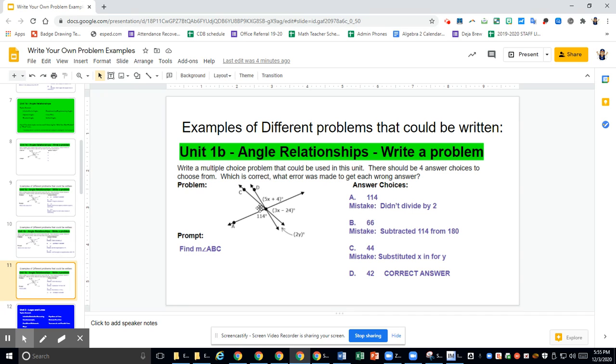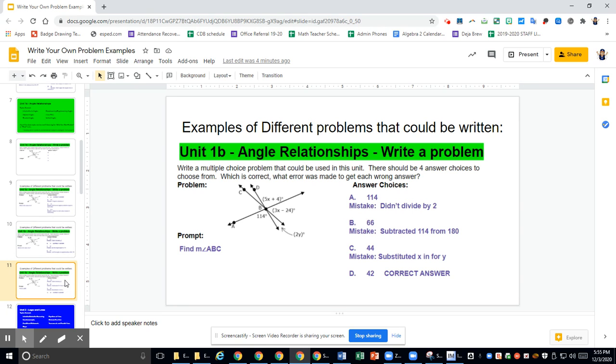Find the measure of angle ABC, right? So in this one, the person who has to solve this one, poor thing, they have to find x, plug it back in, use that to find, really just find this angle, and then it would be vertical to this one, right? So lots of different things we could ask with this picture.